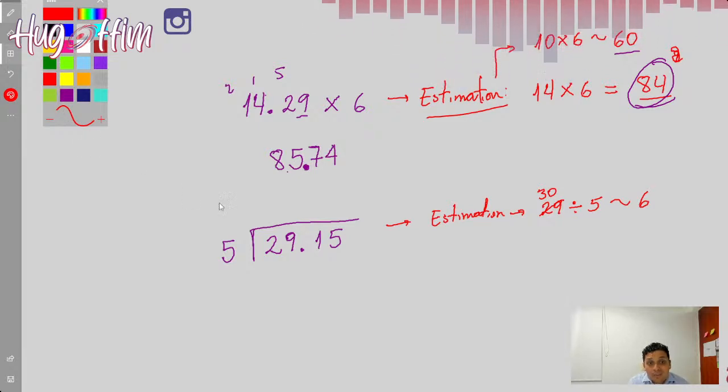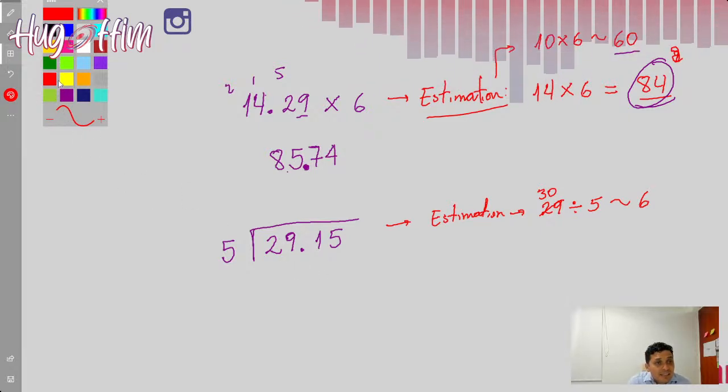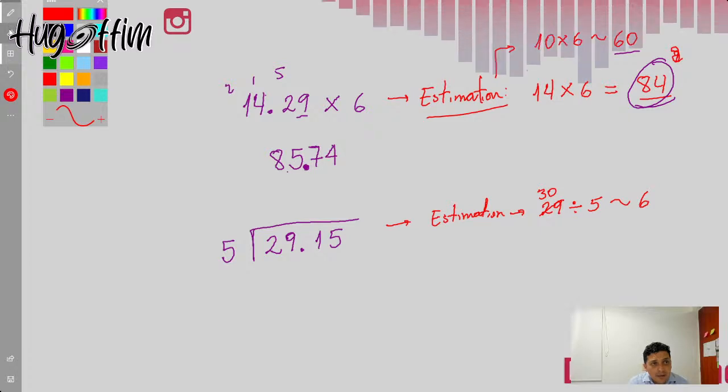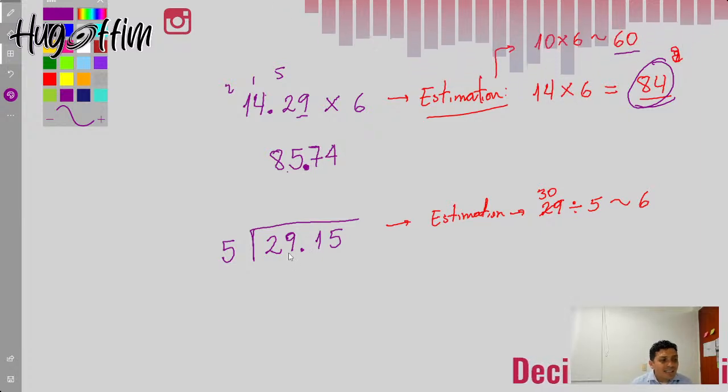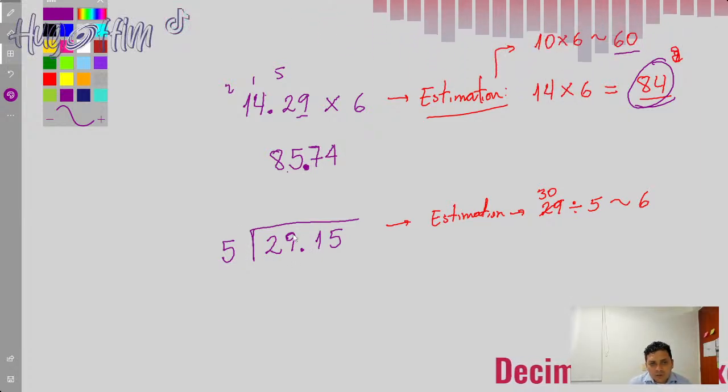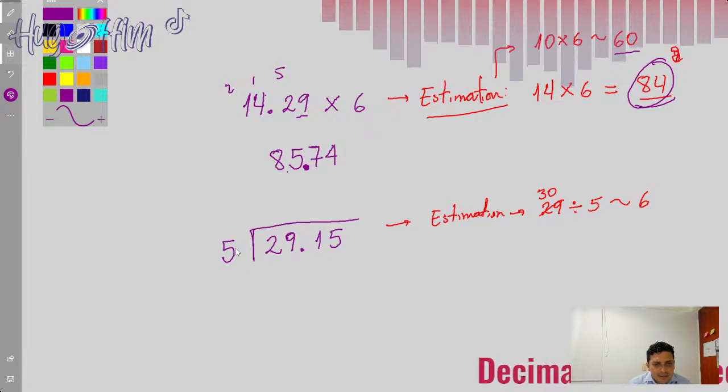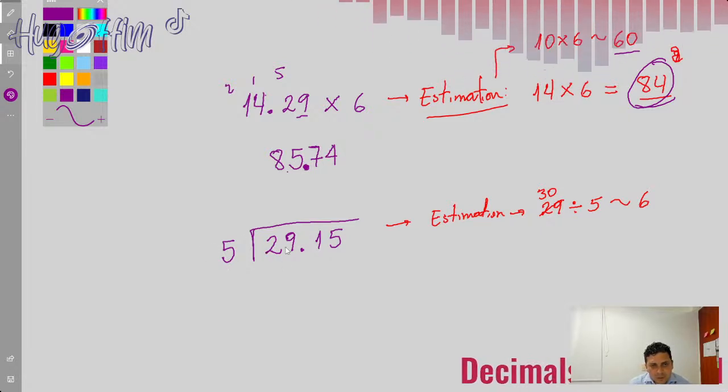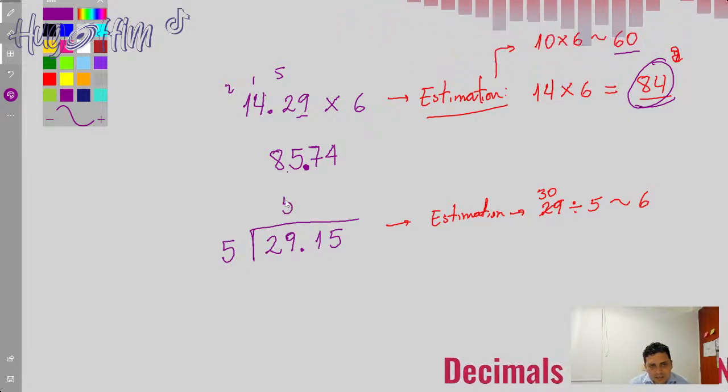Now I'm going to divide. I'm going to forget that there's a decimal place. Just forget that there's a decimal place. Imagine there's no decimal place and divide. So I'm going to divide 29 and 15 divided by 5. So I'm going to 29. So 29 is going to be 5.